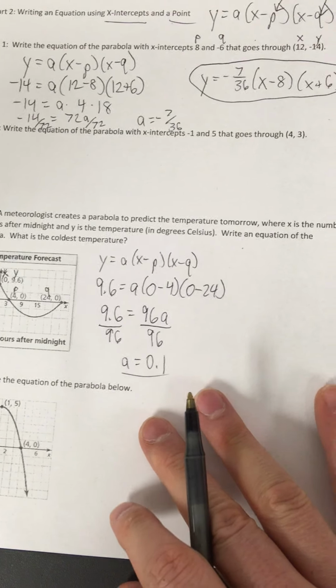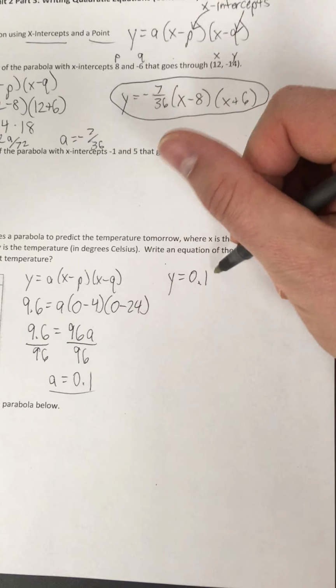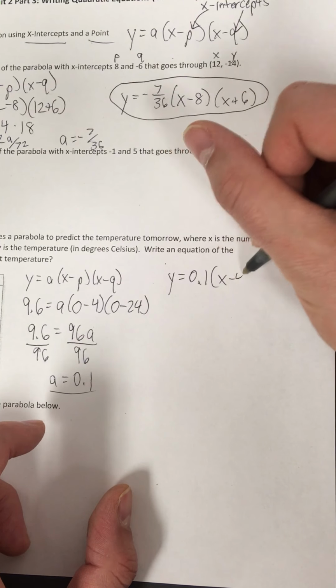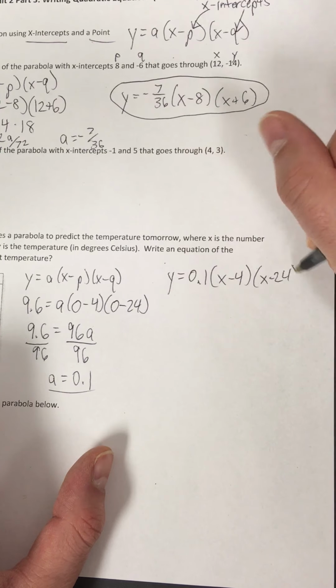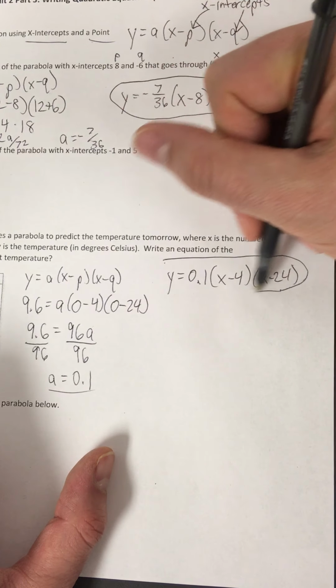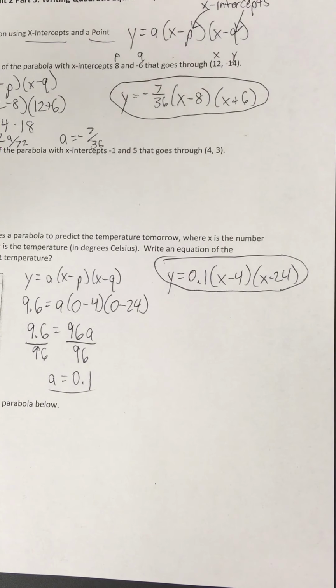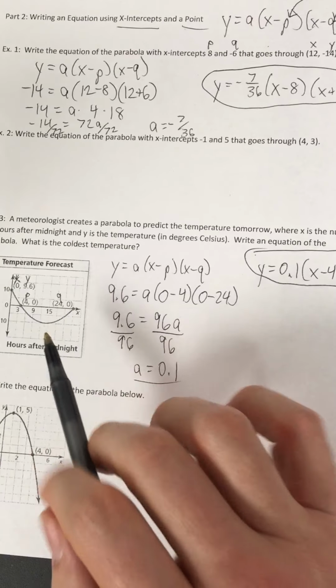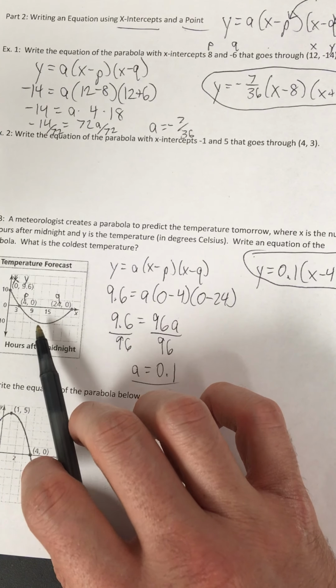So now I'm ready to write my equation. Y equals 0.1 times (x minus p), so (x minus 4), times (x minus q), (x minus 24). There is my equation. Now, I want to use that and find the coldest temperature. So we're looking for this y value. In order to find this y value, I need to know the x value.